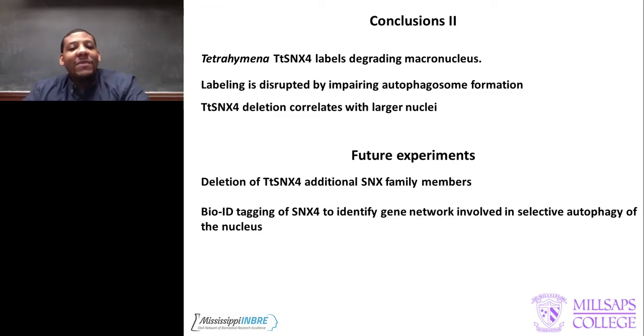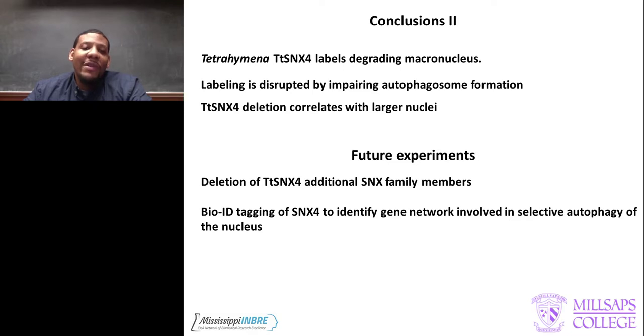So in conclusion, Tetrahymena SNX4 labels the degrading macronucleus. This labeling is disrupted by impairing autophagosome formation, and the deletion of SNX4 correlates with larger nuclei.